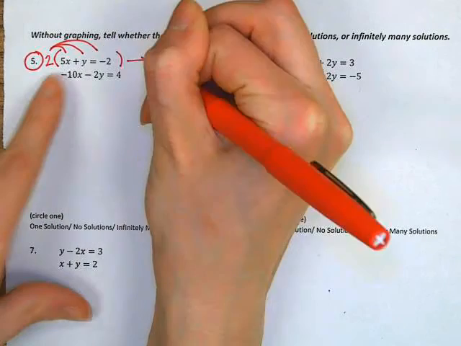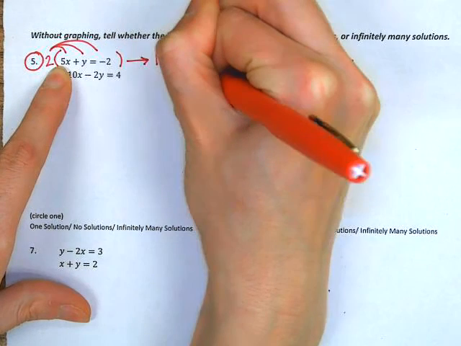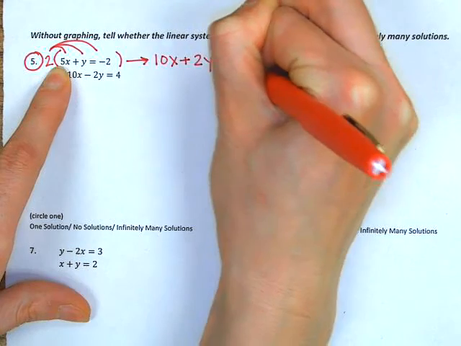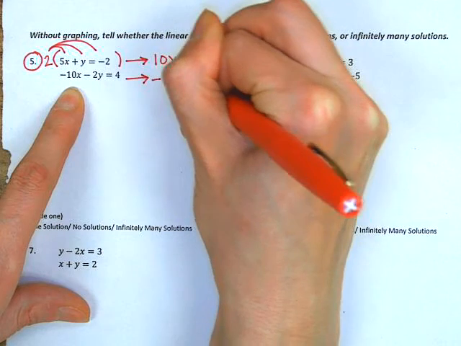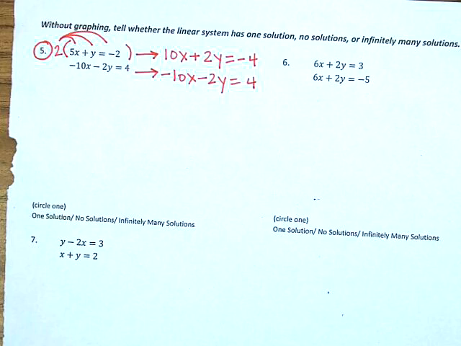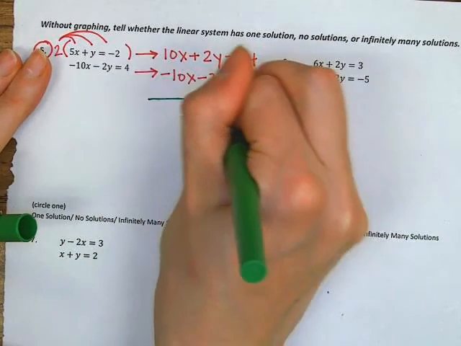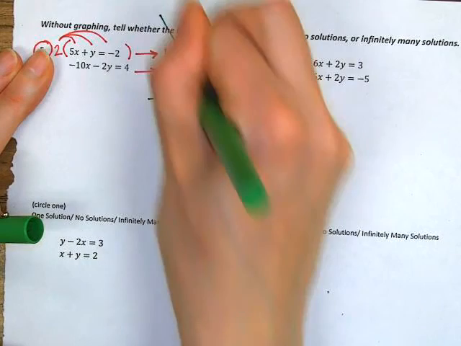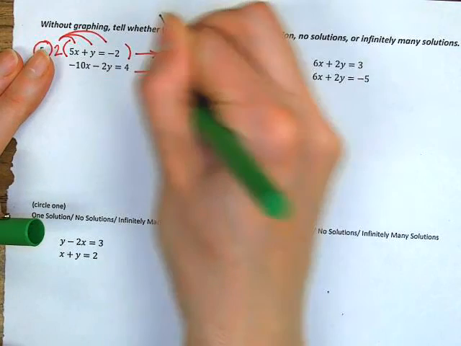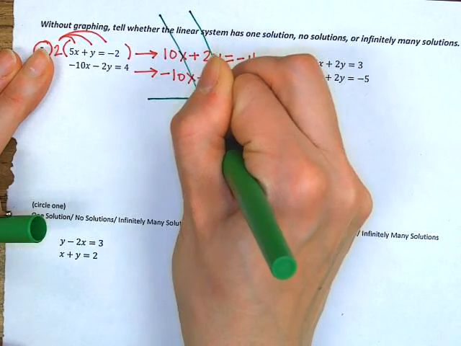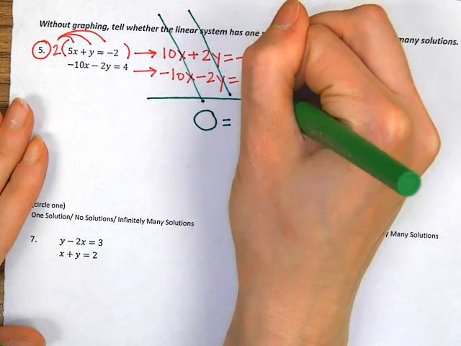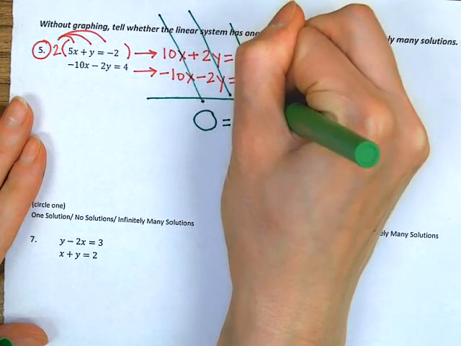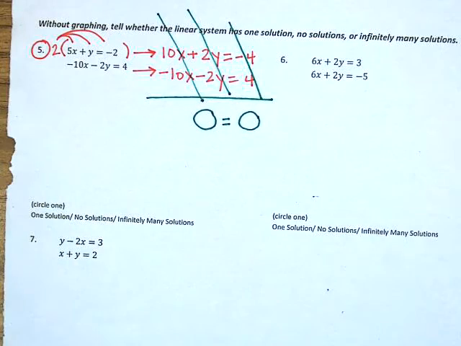So if I distribute, on top I get 10x plus 2y equals negative 4. And on bottom, I'm going to leave it the same: negative 10x, negative 2y, positive 4. And then when I add going down, let's see what happens. 10x and negative 10x cancel. 2y and negative 2y cancel. So on the left side, I'm left with a big 0. And on the right-hand side, negative 4 plus 4 also cancels to 0.